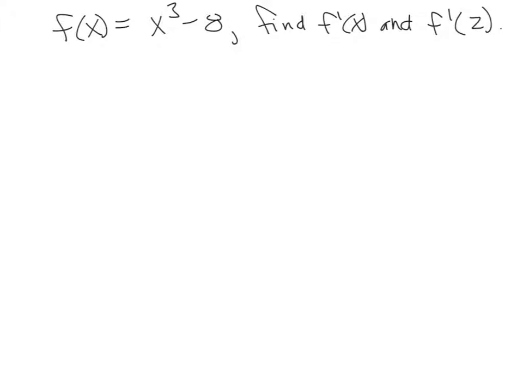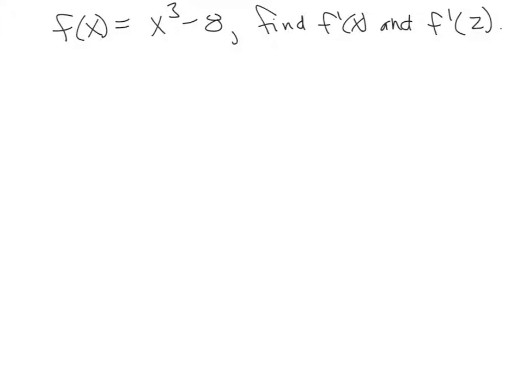So here's a problem for you to try. Given f of x equals x cubed subtract 8, find a formula for f prime of x. There you're going to use the first definition, and then use the second definition to find f prime of 2. Then go back to your first definition's version and use it to check the second. Make sure you get the same answer going both ways. So pause the video, work out the problem, and then restart to check your work.